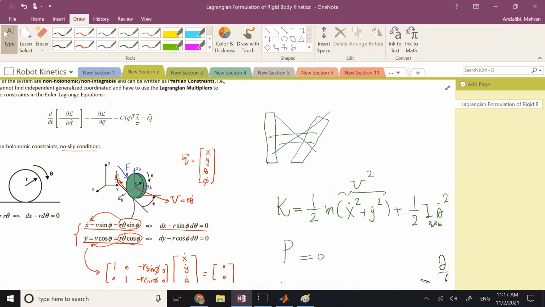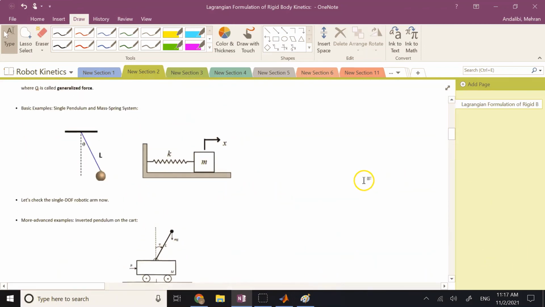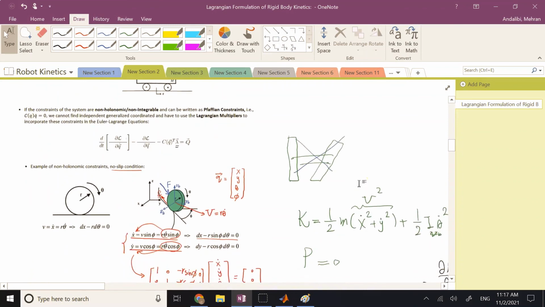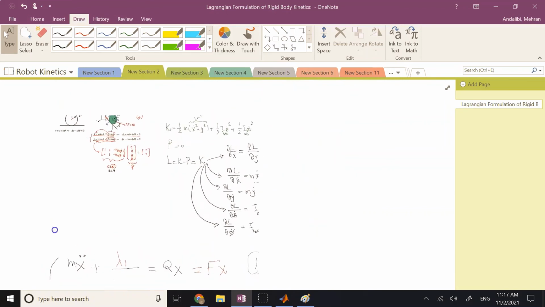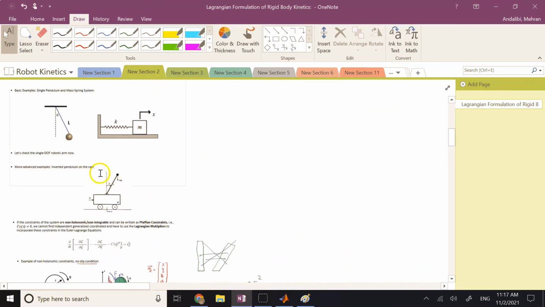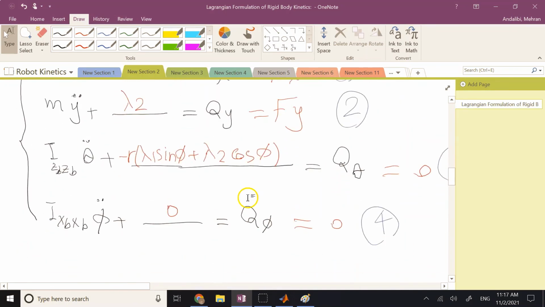So hopefully this video was useful to you, and you learned how to apply Lagrangian to cases where the constraints are non-holonomic, or if holonomic, you cannot just eliminate redundant q parameters, right? How to incorporate those Pfaffian constraints into your Euler Lagrange, and how to handle systems with more degrees of freedom, how to find the generalized forces for them, and so on.